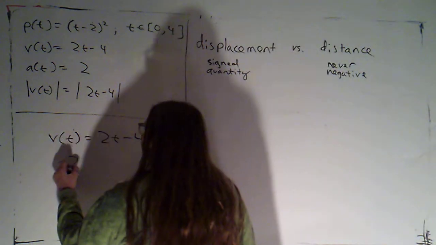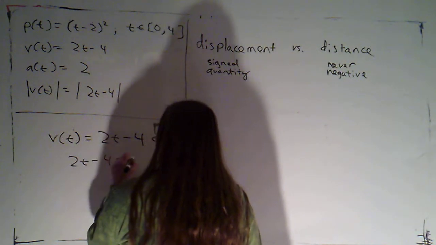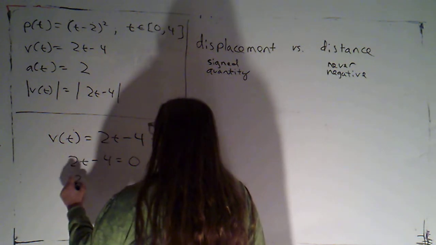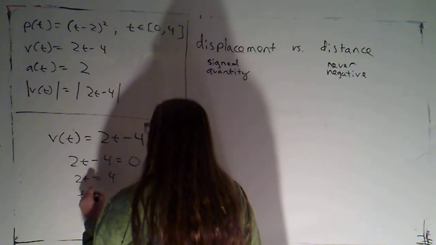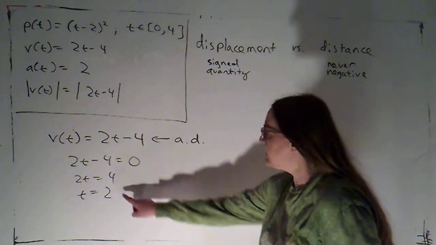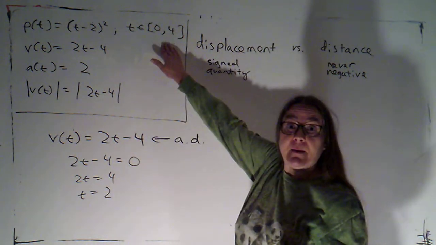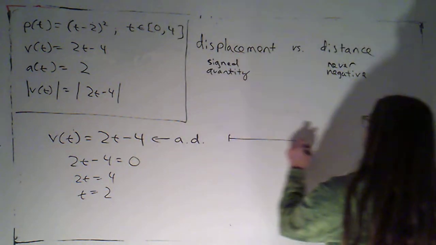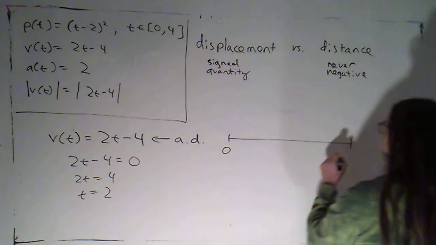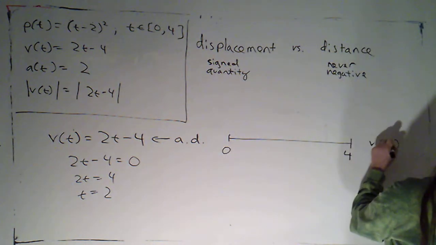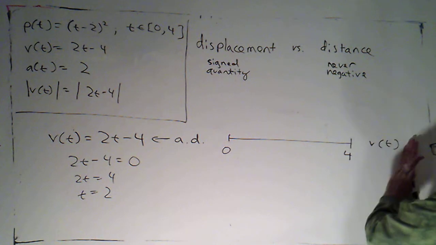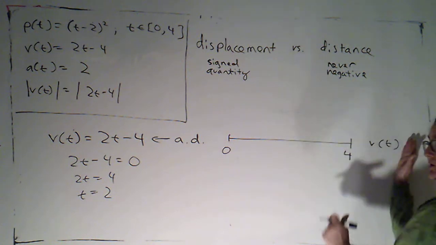So I'm going to set this equal to 0. And when I do that, I get 2t equals 4, t equals 2. Now that's in the time interval that I care about. So I can say, here's my time axis from 0 to 4, and I'm just going to record the sign of the velocity on this number line.